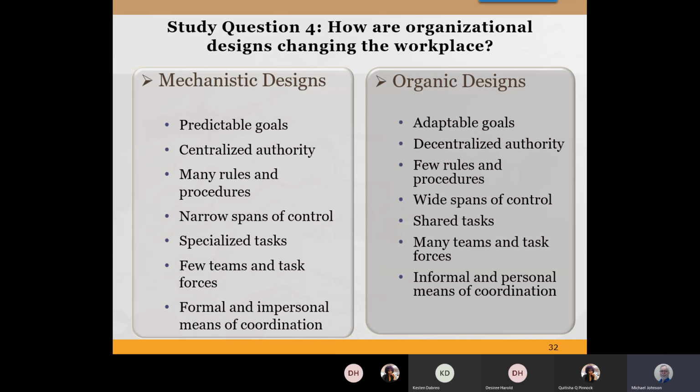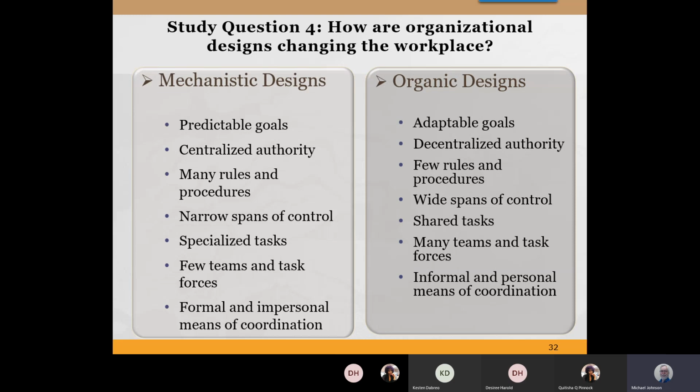Organic is more flexible. So we could say mechanistic is not flexible, organic is highly flexible. So it adapts to the goals. And in this case here, instead of predictable goals, very specifically understood, it's adapting to it. No matter what it is, you'll figure it out. You'll find a way of doing it. It's very adaptable. Decentralized authority, it doesn't come from the top. It comes from whoever is closest to making the decision. And also few rules and procedures, wide span of control. Because it's very flexible, people can handle a lot more people because they're usually not very specific tasks.